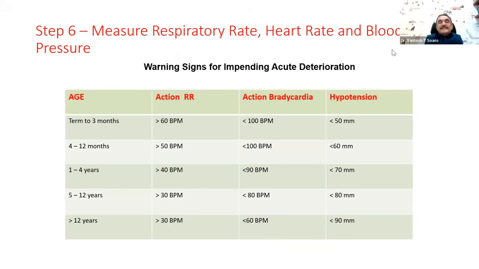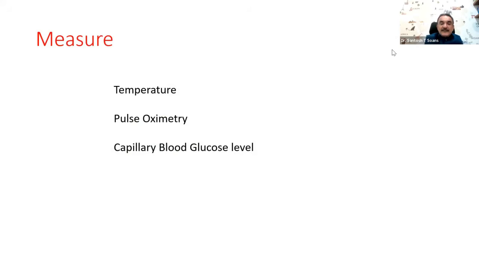So always measure the vital signs. The only problem with pediatrics is that different ages have different respiratory rate, heart rate, blood pressure and so on. This is available in any of your books. But you should know the warning signs, because any child who, as per this chart, is more than this or less than that, you should be concerned about.